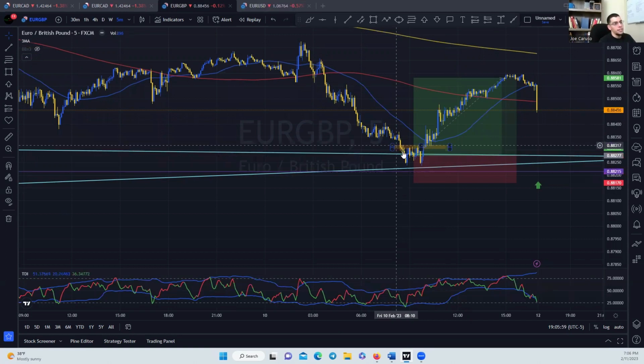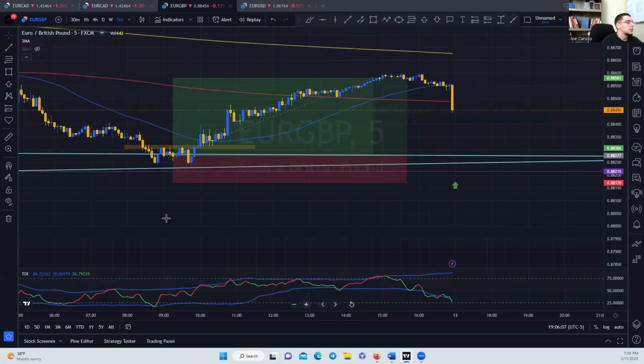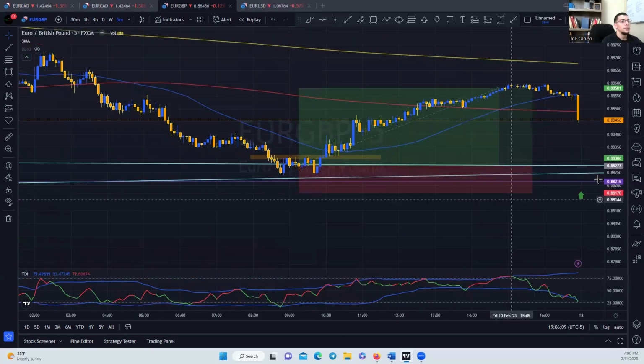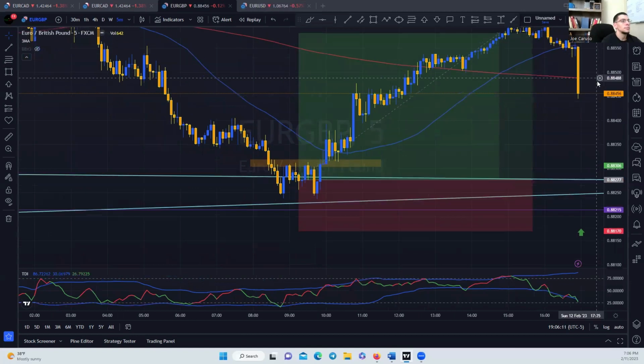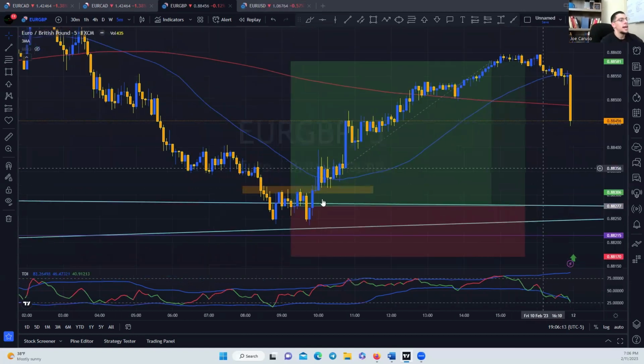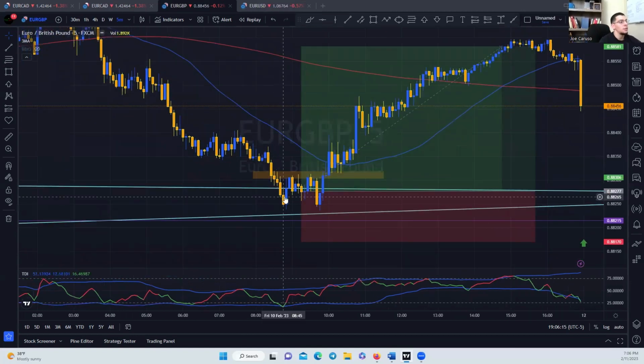I had an entry slightly above 0.88300, right around this yellow box that I have. Let me zoom in so you guys could see a little bit better. And then I stacked another entry slightly lower based on the trend line that I had. First entry was on the moving average on the 4-hour, and the second entry was slightly below.